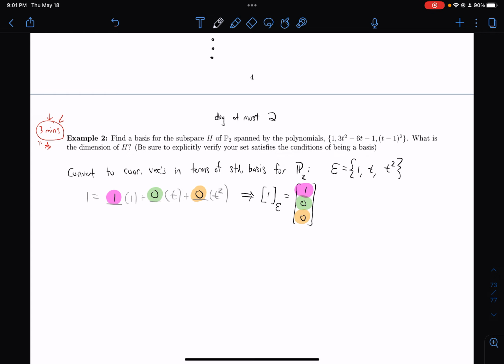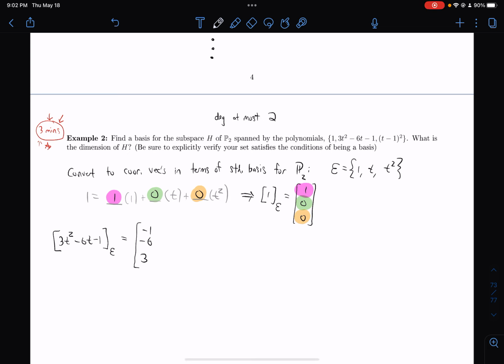If I do the same thing for these other polynomials, the next one is 3t squared minus 6t minus 1. If I write its coordinate vector in terms of this basis, let's see. I've got to be careful about the order. The way that I'm writing the order of these basis elements, I have put the 1 first. So I need the weight that I'd put in front of the 1 first. In this case, that's going to be a -1. And then I need the weight in front of the t, which is -6. And then I need the weight in front of the t squared, which is a 3.